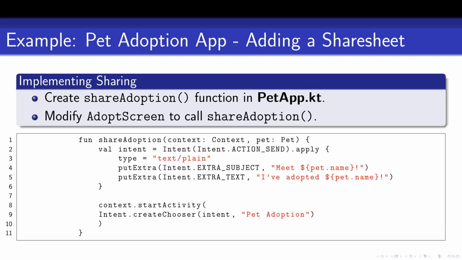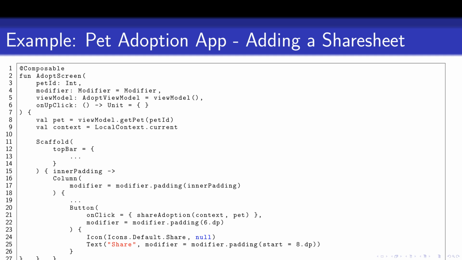We can create a shareAdoption function to send a message outside the Pet Adoption app. In the Adopt screen, we add a share button that calls shareAdoption. This function creates an intent that includes the pet's name and a short message. When tapped, the user can choose which app to share the message through, making the experience more engaging and personal.